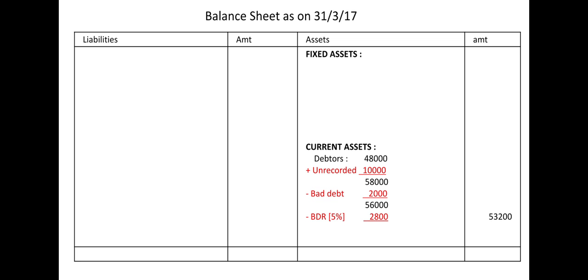First effect we have given here, student. It is deducted from debtors. Bad debt and bad debt reserve both are deducted from debtors. And the second effect will be given on the debit side of profit and loss account. We have to prepare a T format, student. Okay, so this is profit and loss account. So you can prepare T format.